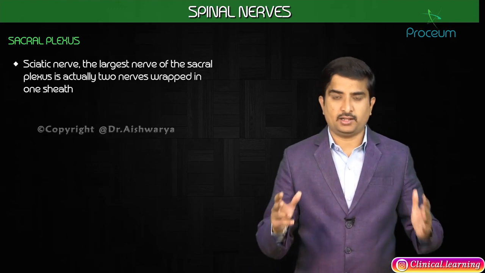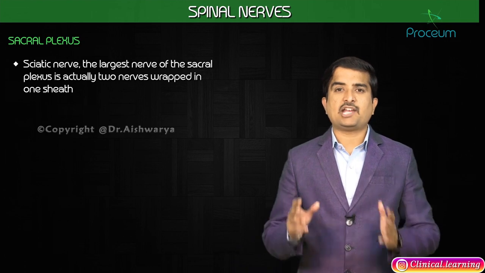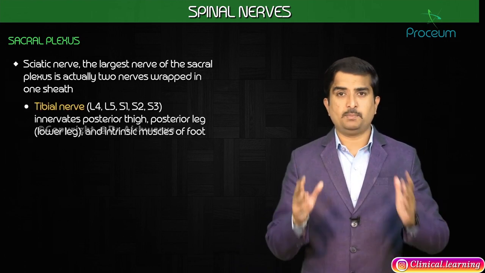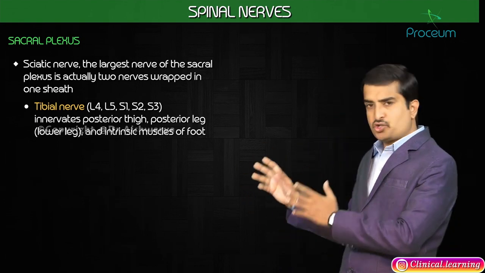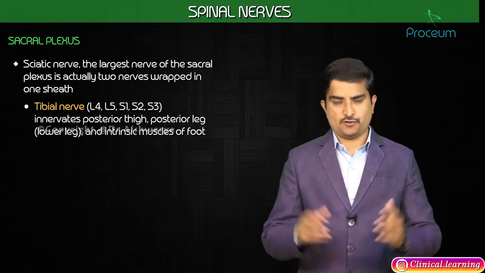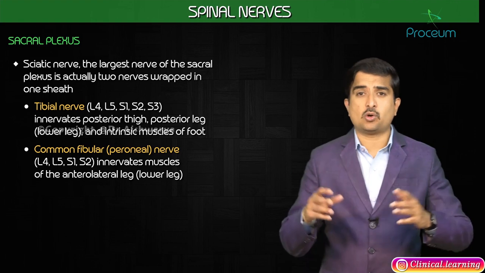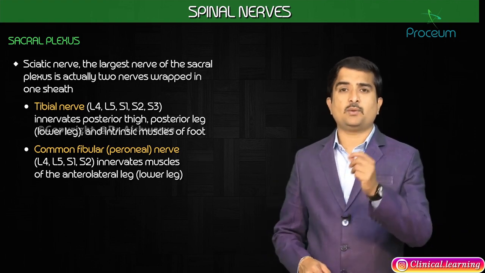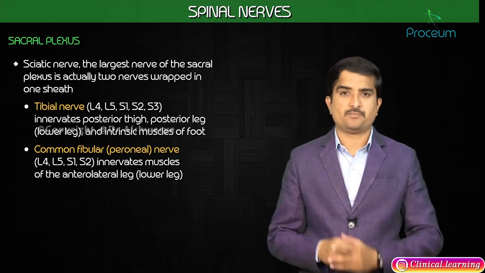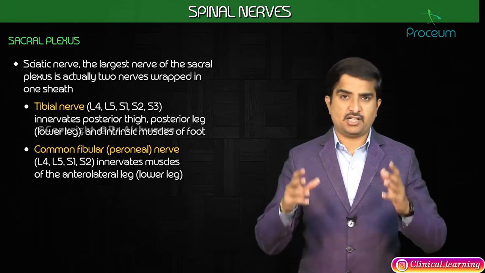If you see the sciatic nerve, it is the largest nerve of the sacral plexus and it is actually two nerves wrapped in one sheath. One is the tibial nerve, which innervates the posterior thigh, posterior leg and intrinsic muscles of the foot. And another component is the common fibular nerve, which is also called the peroneal nerve, which innervates the muscles of the anterolateral compartment of the leg. So this is what you need to know about the spinal nerves and their segments.